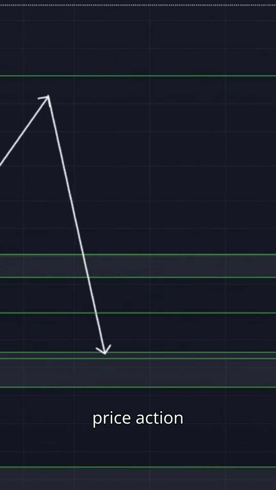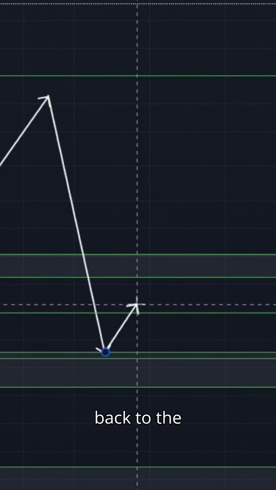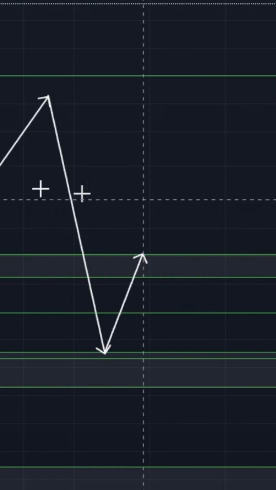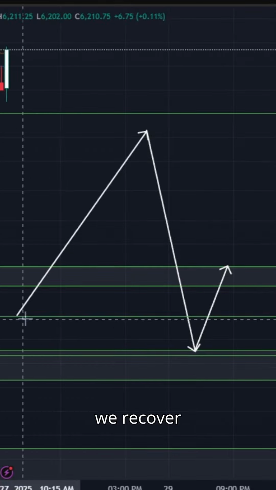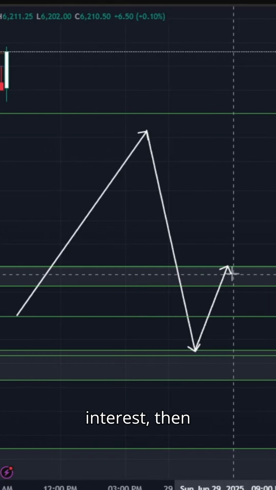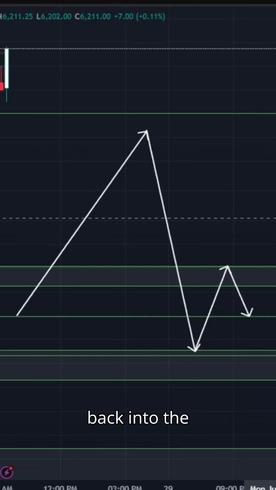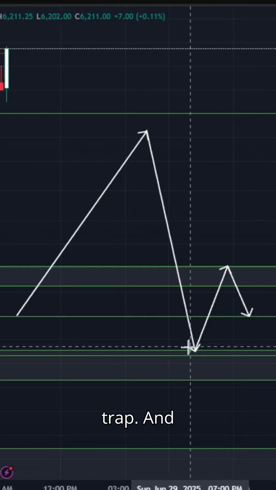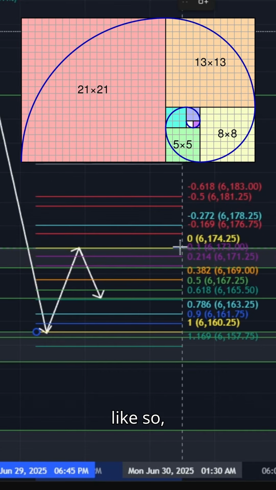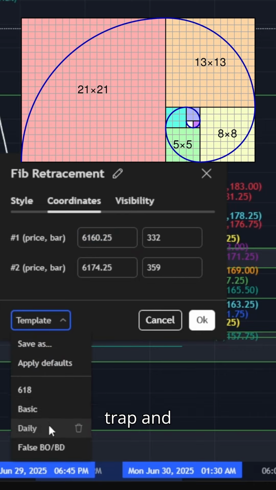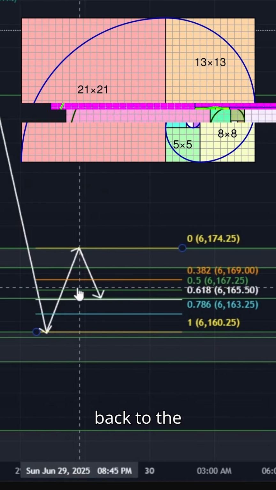So when we see that price action is reversing back to the upside, let's just say right here is where it found resistance. When it's reversing and we recover above the significant low of interest, then you're simply trading the higher low back into the false breakdown trap pivot. And that's where you draw your opposing leg like so, right? We're looking for a reversal. That's why we call it the trap, and that's why we call it the opposing leg. We're looking for a reversal back to the upside.